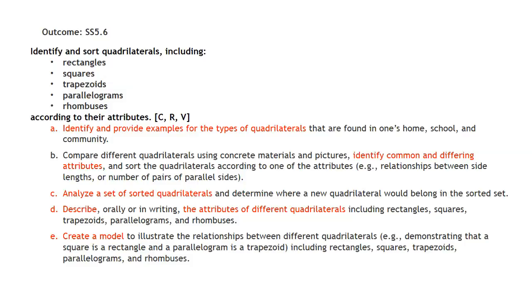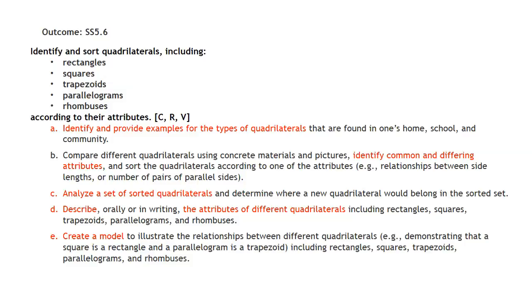Once you know what these shapes are called, the indicators at the bottom say that you have to identify and provide examples of those shapes that are found around the house, compare and identify common attributes. We'll talk about attributes in a minute. I have a slide for that. Then you have to analyze a set that has been sorted and determine where a new one would fit in that set. We're going to do that with a Venn diagram, and I will show you what that is. And then describe orally or in writing the attributes of different quadrilaterals.